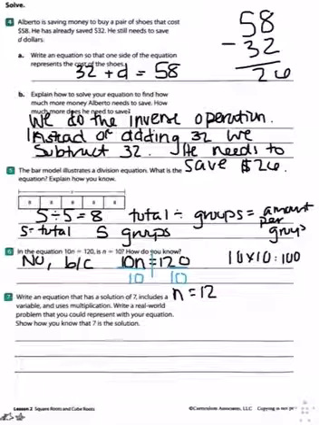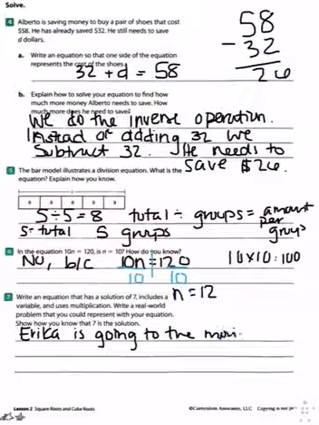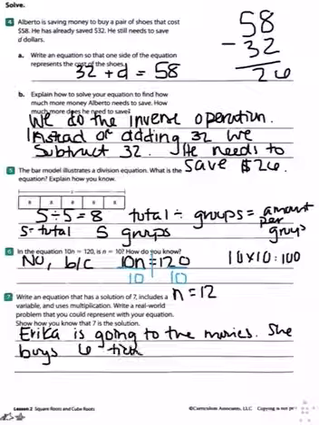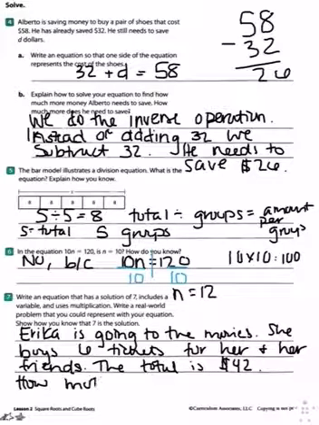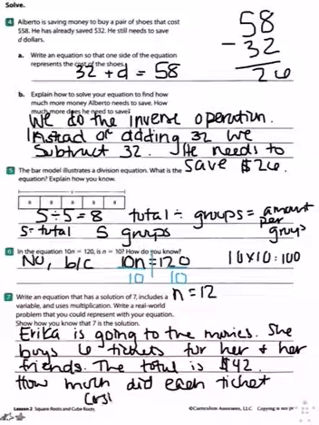But one example could be that Erica is going to the movies. She buys 6 tickets for her and her friends. The total cost is $42. How much did each ticket cost? You would do 42 divided by 6, and the answer would be 7.